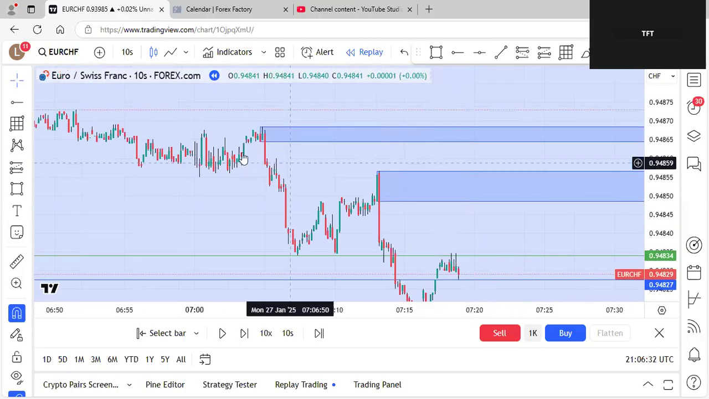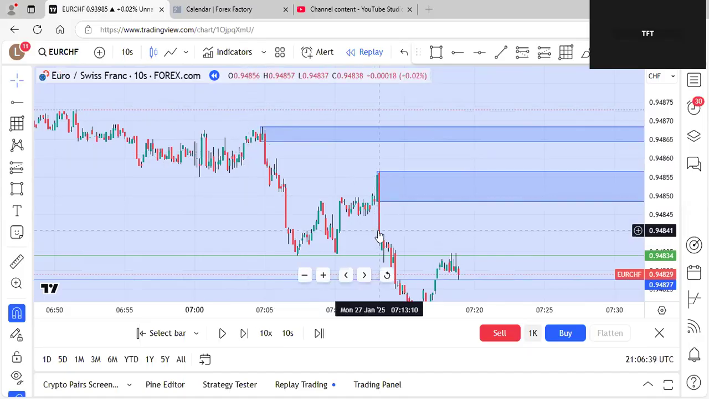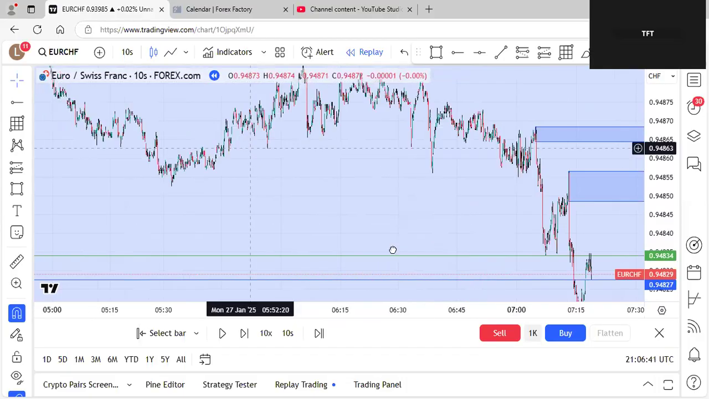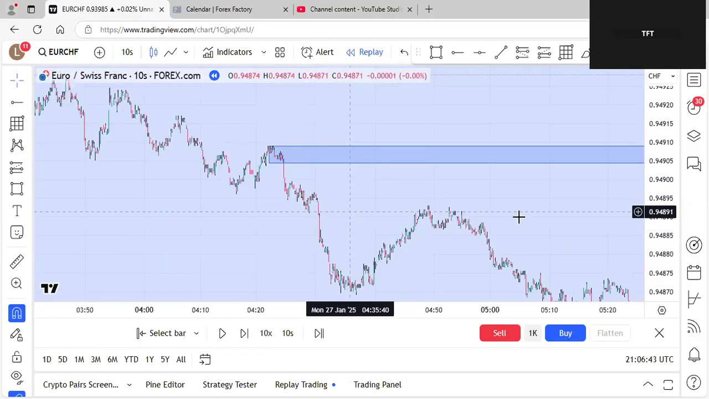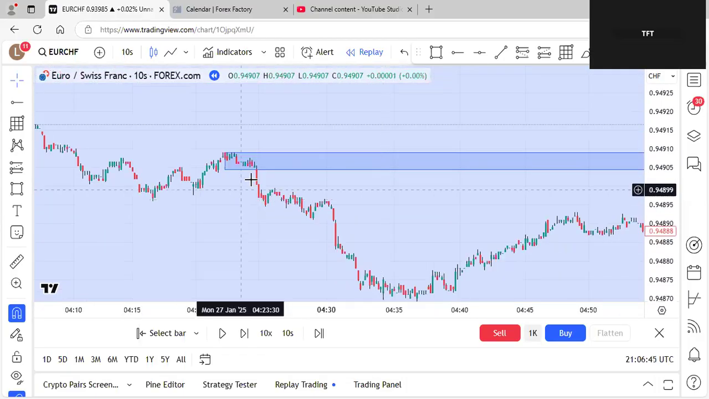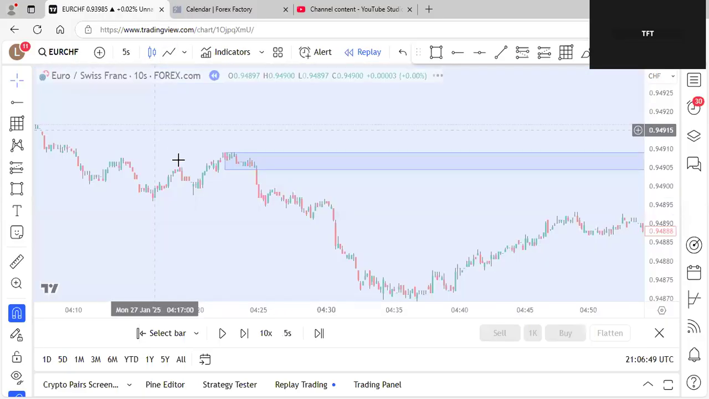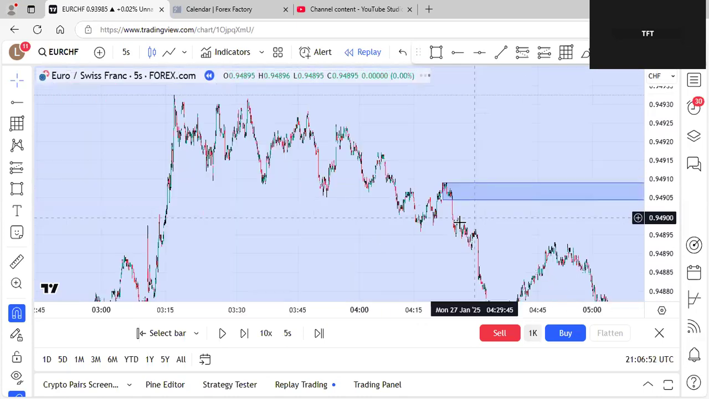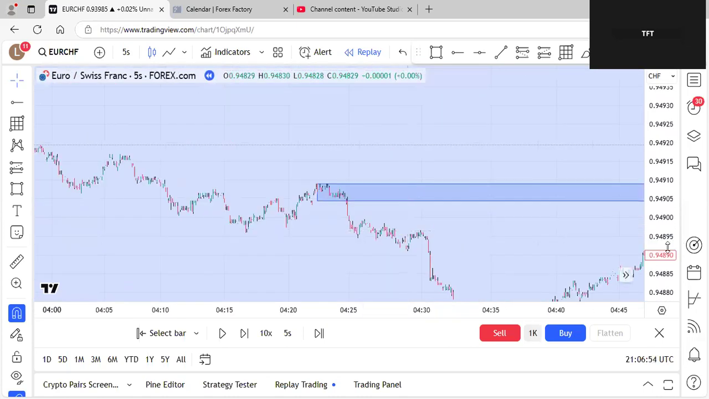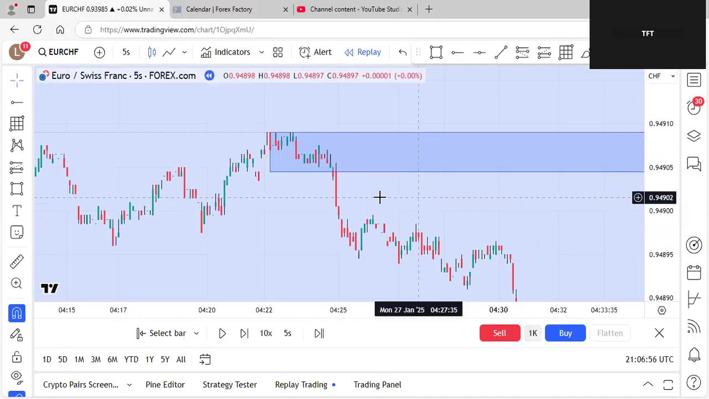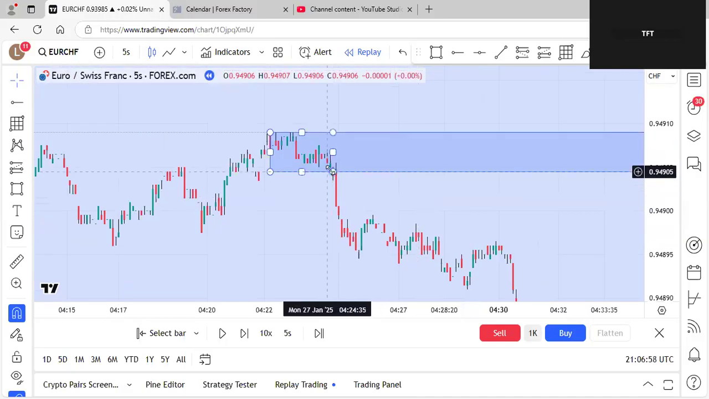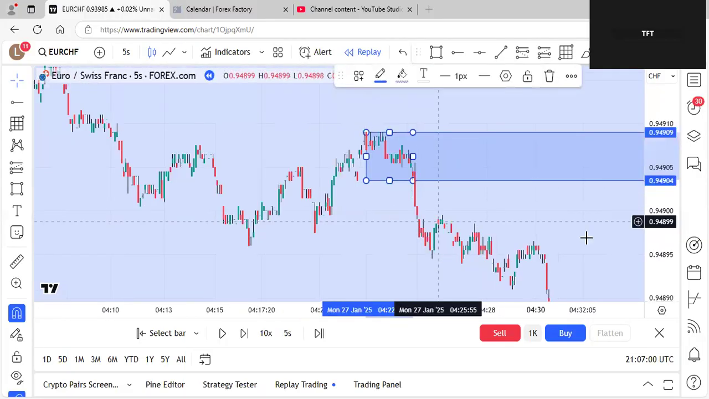I also like this quite a sharpish push up here, sharpish push down. Got the same here, real big push down. This one not so much. Just check that on the 5 seconds. Maybe.